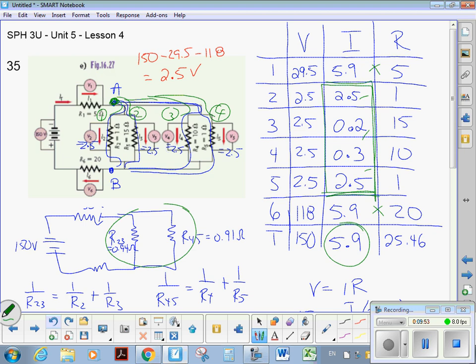So that gives you a general idea on how to analyze that particular circuit. If you have any other questions, let me know. They are tricky, and they do take a little bit of time.